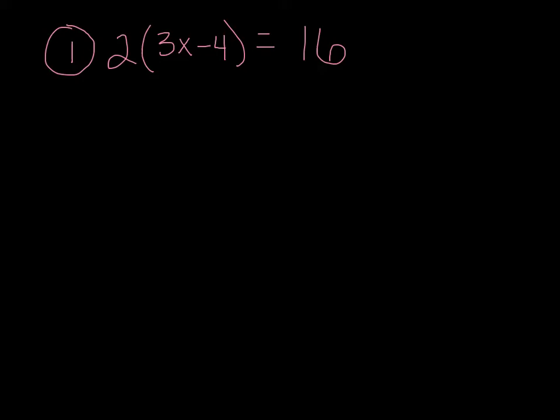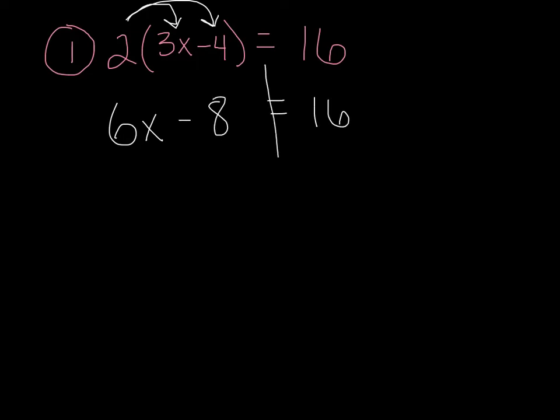What you do with the 2 is you want to distribute. So you take the 2 and you times by 3x and you times by negative 4. Here's where we start making mistakes and we forget to multiply by everything. Okay, 2 times 3x is 6x. And 2 times negative 4 is negative 8. We still have equals 16.